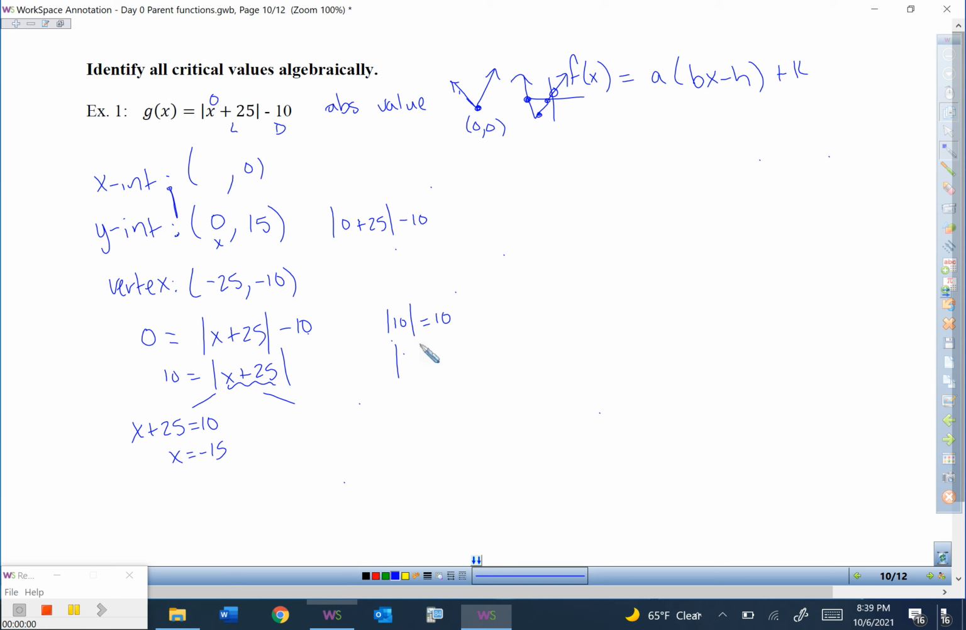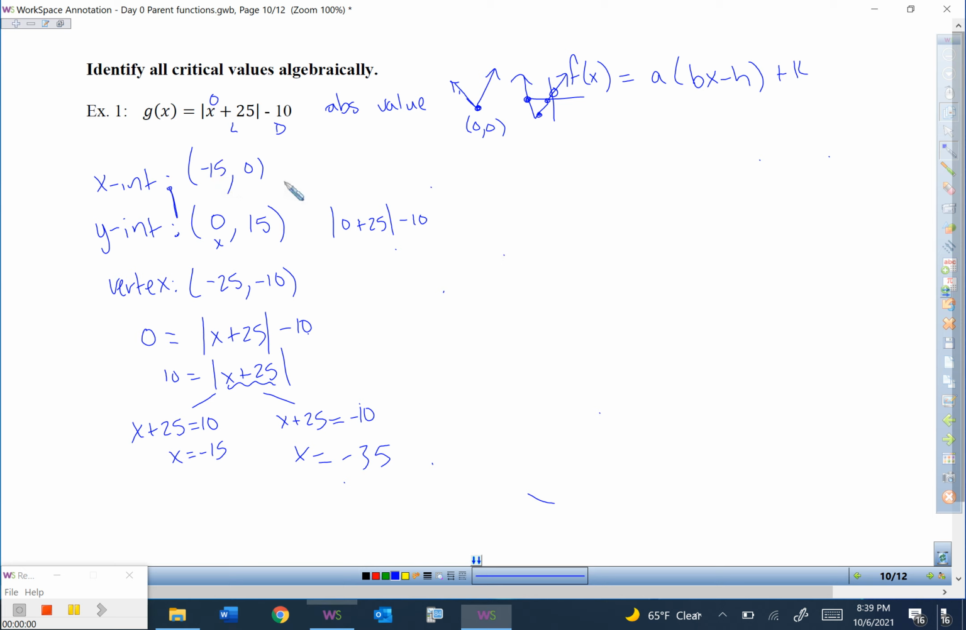But there's another possibility. We could also take the absolute value of negative 10 and end up with a positive still. So for the second piece, all you have to do is take what's inside those brackets and set them equal to the opposite of whatever number you started with. Once you have that, same thing, we're just solving by moving that over real quick. So x equals a negative 35. And those are our 2 x-intercepts. We'll just plop them next to each other.